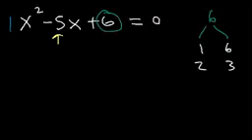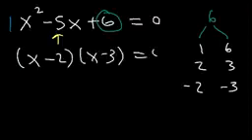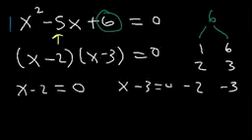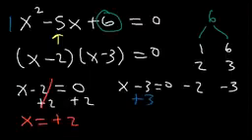2 and 3 is very close. 2 times 3 is 6, but 2 plus 3 is positive 5. But negative 2 and negative 3 still multiplies to positive 6, but adds to negative 5. So to factor it, it's going to be x minus 2 times x minus 3. So if you set each factor equal to 0, we can solve for x. Here we need to add 2 to both sides, so we can see that x is equal to positive 2. And for this one, we need to add 3 to both sides. So x is equal to positive 3.